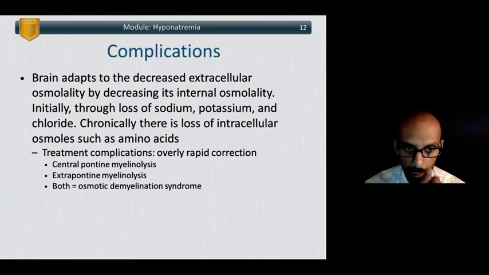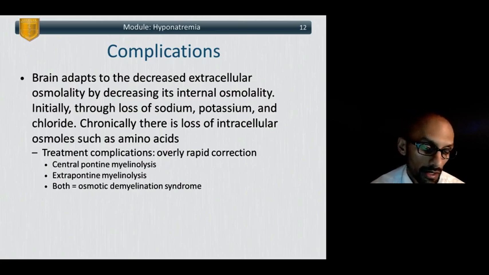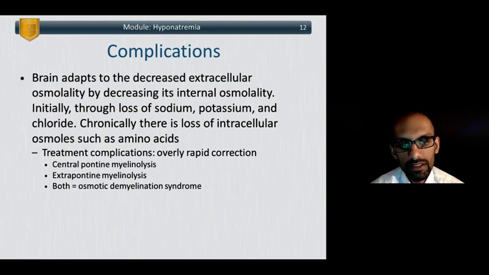So, as I said earlier, the brain adapts to the decreased osmolality and decreased sodium by decreasing its own internal osmolality, initially through the loss of sodium and other electrolytes, but chronically there's also the loss of neuronal osmoles, amino acids like taurine and things like that. And again, if you rapidly correct, the brain doesn't have a chance to catch up, and you load the patient with all the sodium, it's going to drag water out of the brain and cause myelinolysis, which, because of the watershed region and sensitivity of the brainstem and the pons, is where it occurs most readily.